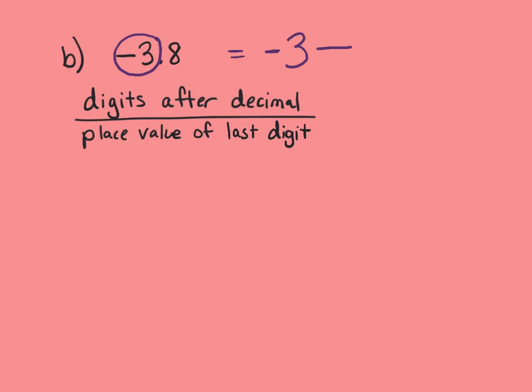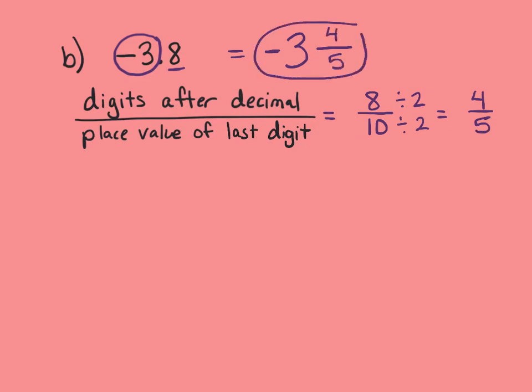So I'm going to go ahead and work out this problem. The digits after the decimal is just an 8. That 8 is in the tenths place. I can reduce this fraction. You'll probably notice they are both even, so they divide by 2. And we get 4/5 for the fraction part of this problem. And we're finished.